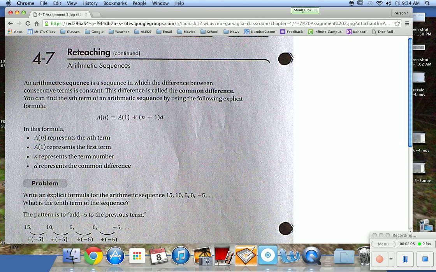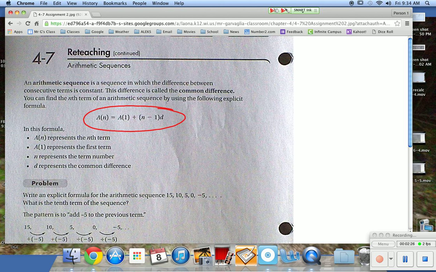Here's the next part of your assignment, is knowing this equation. A of n equals A of 1 plus n minus 1 times d. Now what is that? It's an equation. Let's take a look.